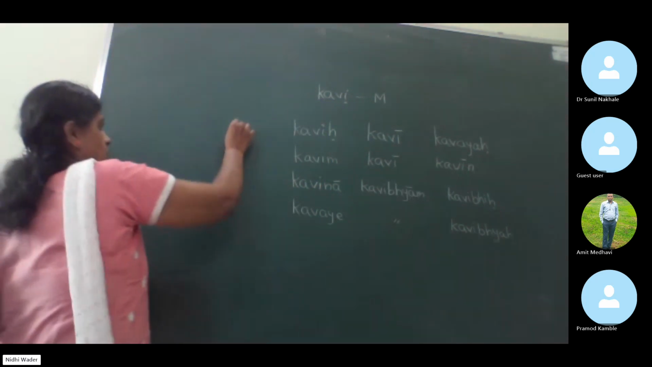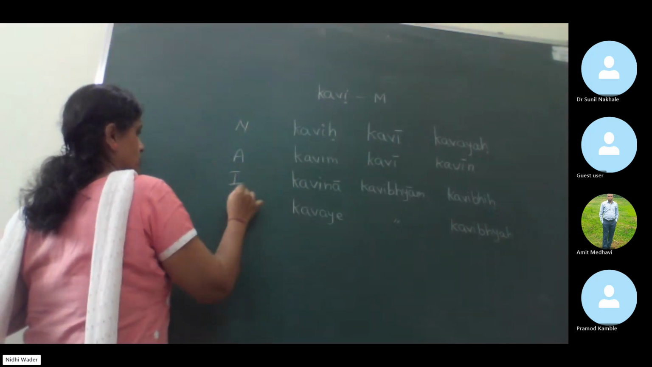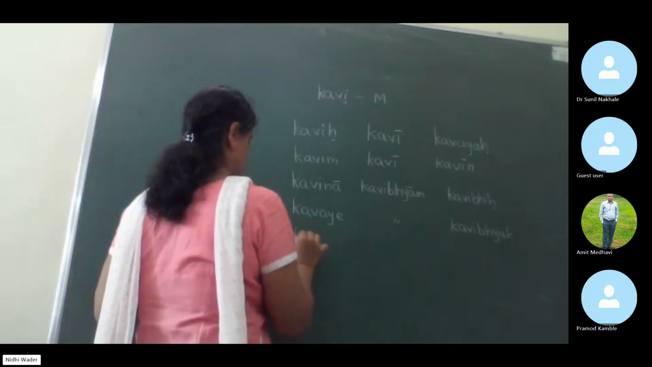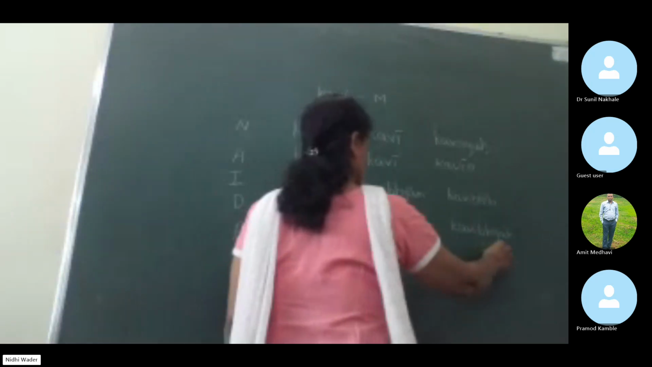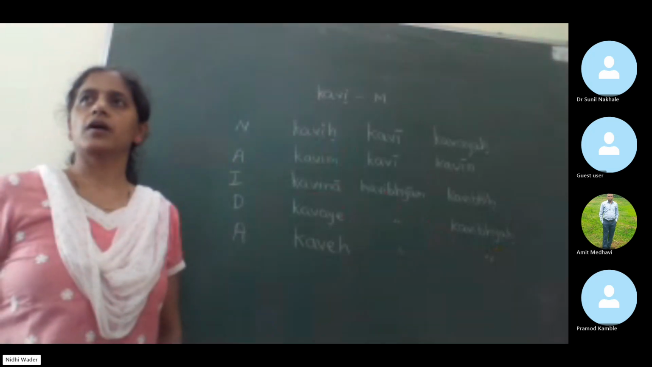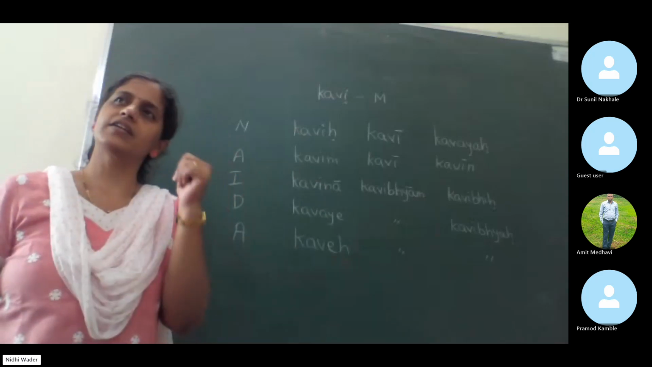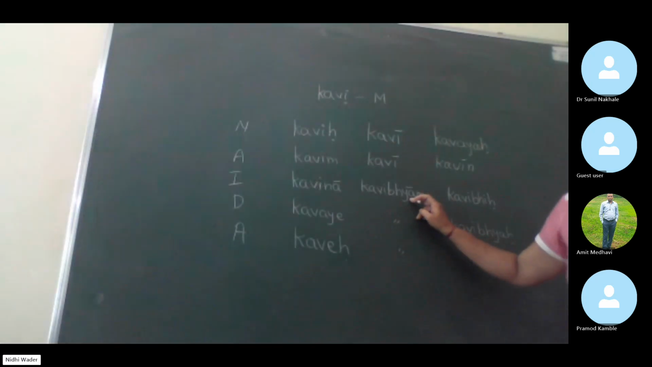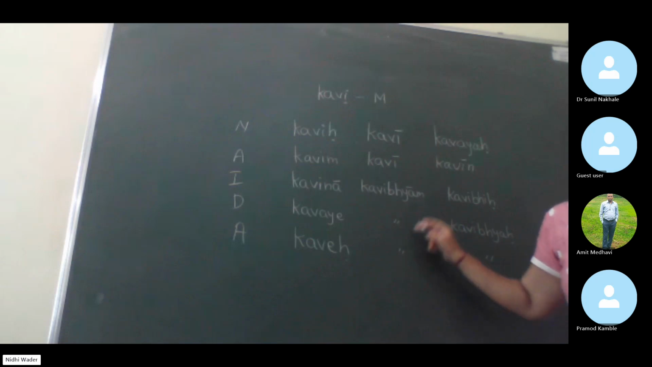We finished nominative, accusative, instrumental, and dative. Which one do we have to write now? Ablative. Okay. Please remember, this is very, very important: all the words ending in a, i, u, etc. are the same in instrumental, dative, and ablative plural and dual. Only bhyam. Any word. Remember that.